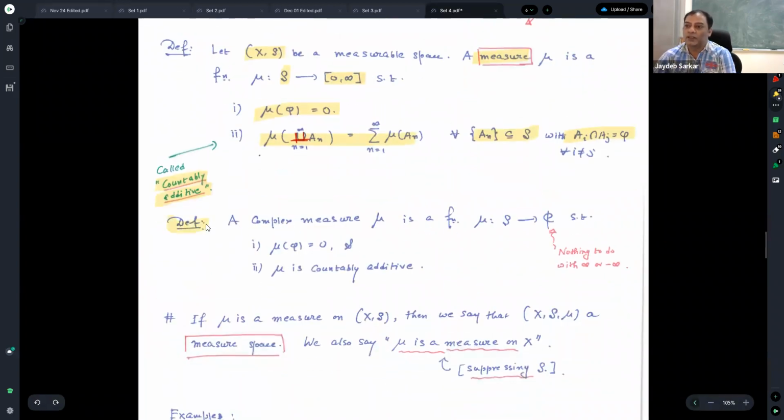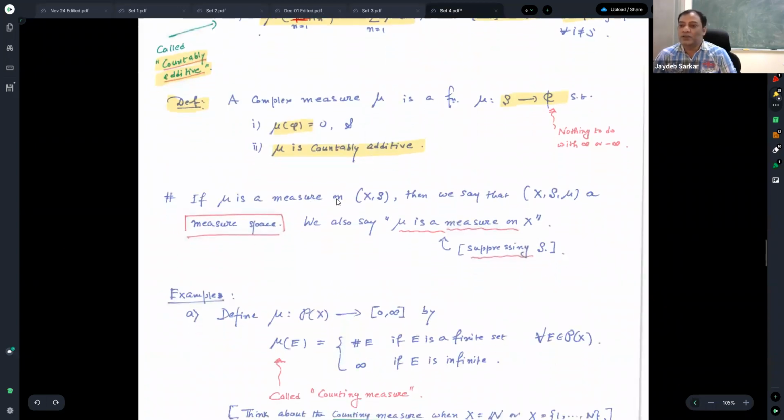A definition: a complex measure mu is a function from S to C, and you should realize that when you talk about complex, there is no infinity or etc. Okay, so it's a function from S to C, such that again the same thing: the measure of the empty set is 0, and it's countably additive. Okay.